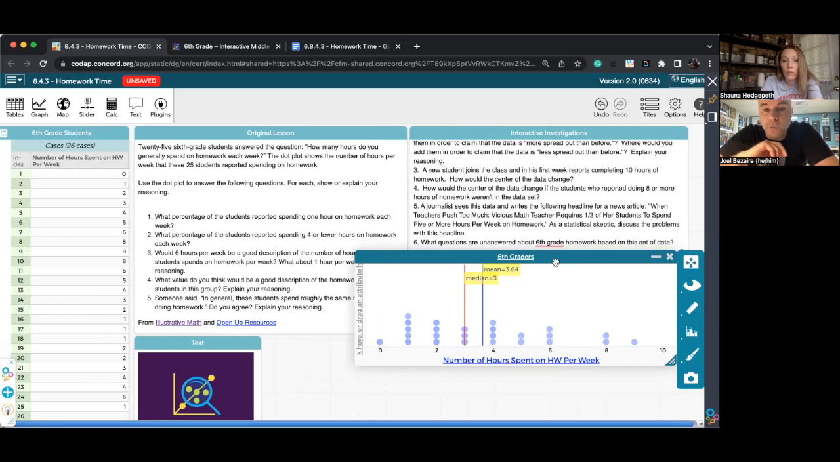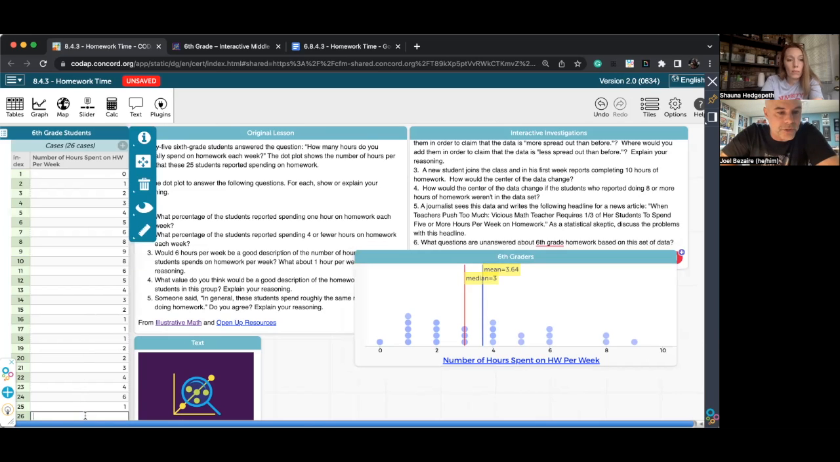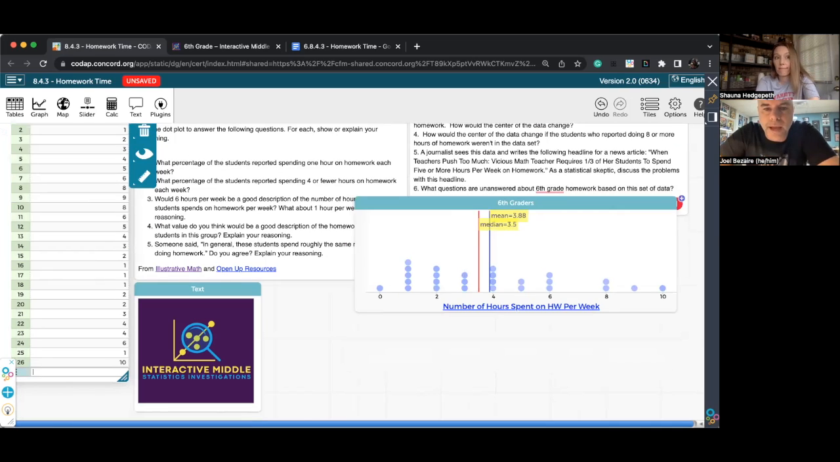And so we have a 26th student joining at 10 hours. So Hedge, if you'll now go over to our sixth grade student table and double click in cell 26, we're going to add that student and type in the number 10. If you're watching the video, watch what happens to the mean and median when she presses enter and the 26th student appears. So the mean has increased to 3.88 and the median has increased to 3.5.